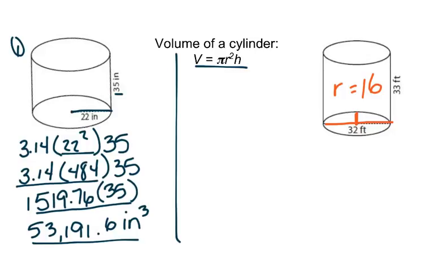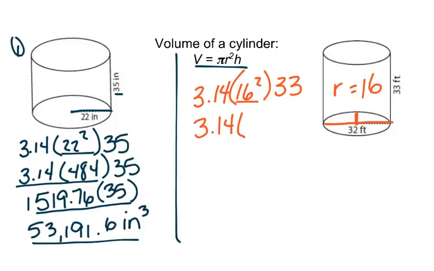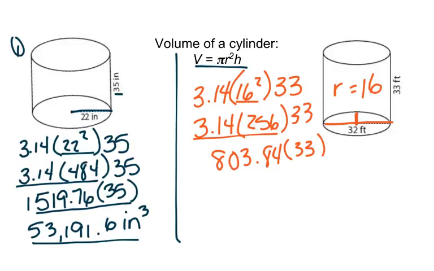So now we just plug it into the formula. Pi is 3.14. Radius is 16 squared. And the height is 33. So we do our squared. So rewrite it, 3.14 times 256 times 33, and then we just go about our business multiplying. 803.84 times 33. Please don't forget to put your parentheses in between or a dot in between. Do not use an x because an x is a variable now. And then we do our very last bit of multiplying.